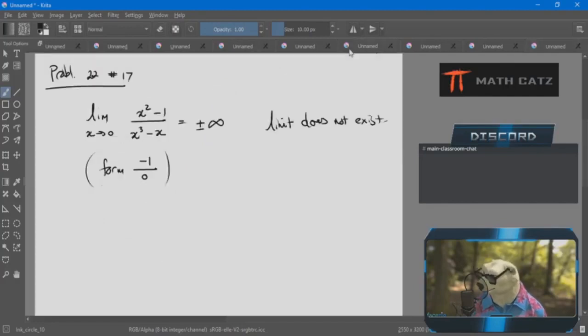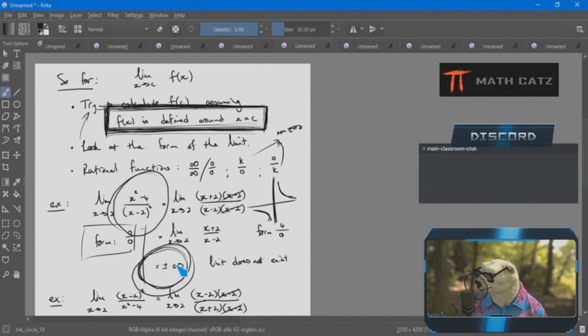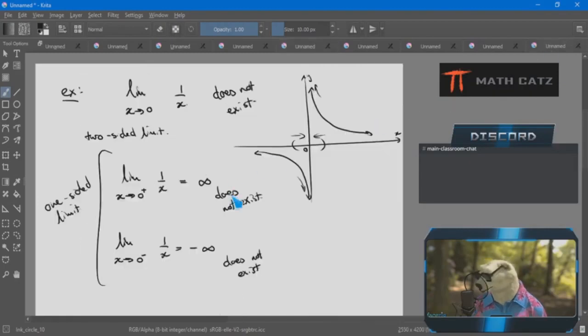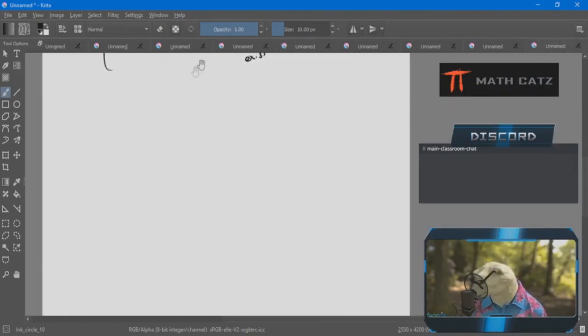Where is this one? This one? Nope, not that one. This one. We really can't say any of this, unfortunately. So let's just redo that one. Example: the limit as x goes to 2 of x plus 2 over x minus 2.